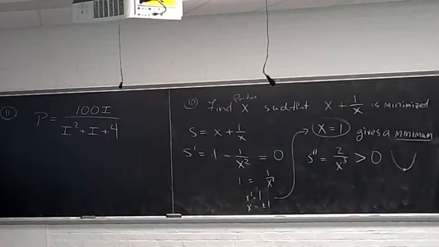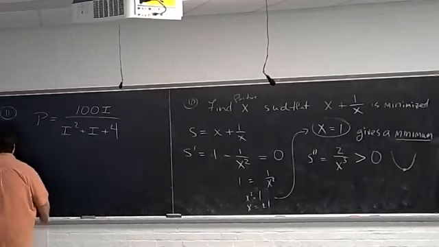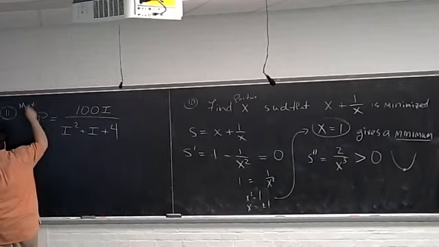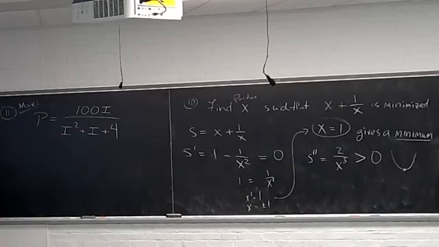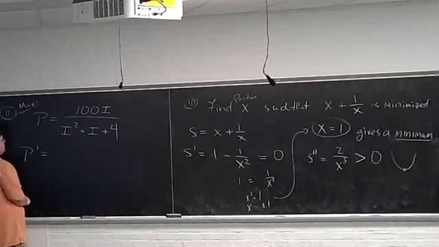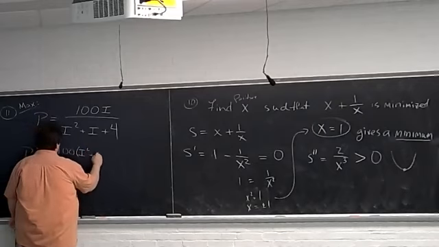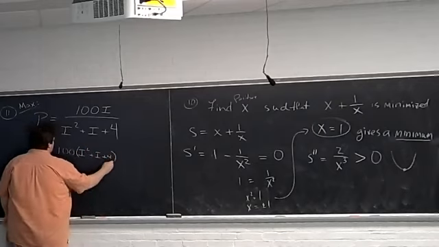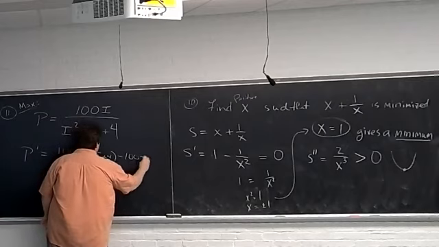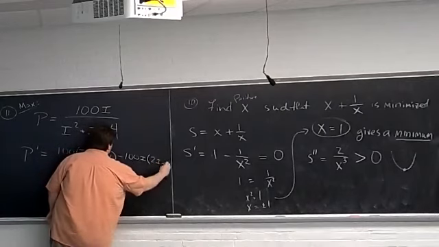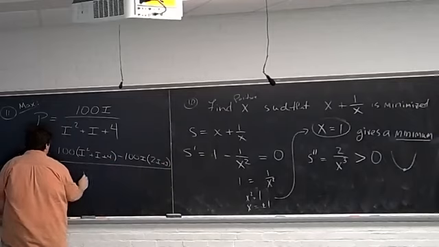Where I is the light intensity measured in thousands of foot candles. For what light intensity is P maximum? So this question says, maximize this function. Well, we'll follow that same approach. We'll maximize this function. P prime, quotient rule: bottom, derivative top, minus top, derivative bottom, over bottom squared.